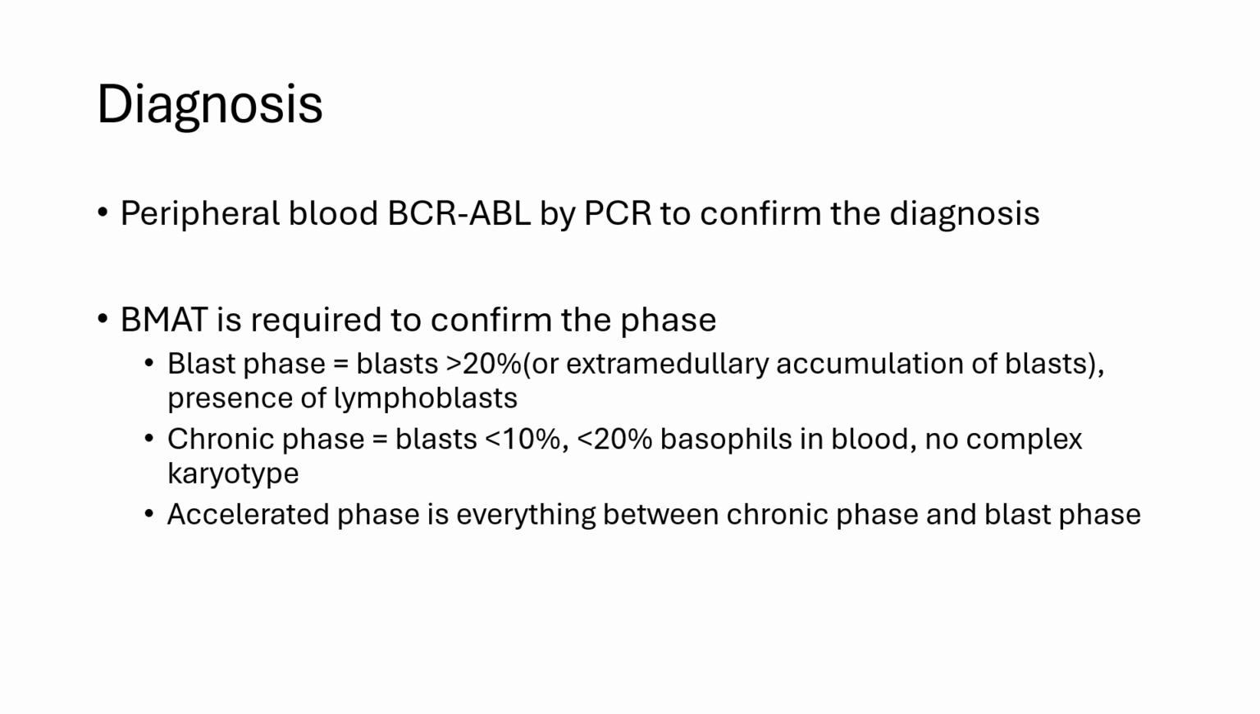So we do a peripheral blood test. We can check for the BCR-ABL gene on PCR, and generally you do a bone marrow to confirm the phase, and that's just to look for the percentage of blasts. So less than 10% is chronic phase, and more than 20% is blast crisis. Between 10 and 20% you're in the accelerated phase, and you would treat basically at that point.